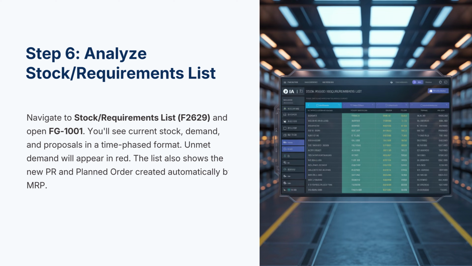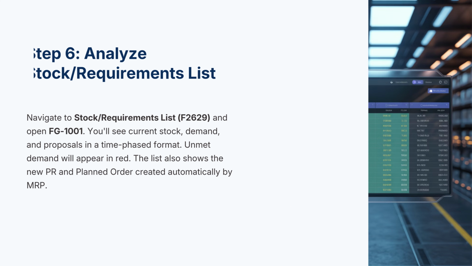Step 6. Analyze Stock Requirements List. Open the Stock Requirements List, F2629 app. For FG1001, you'll see the demand of 500 units from the sales order and proposed receipts in the form of PRs and planned orders. Color-coded indicators show shortages in red and covered requirements in green. This is your primary view for assessing material availability and planning accuracy.